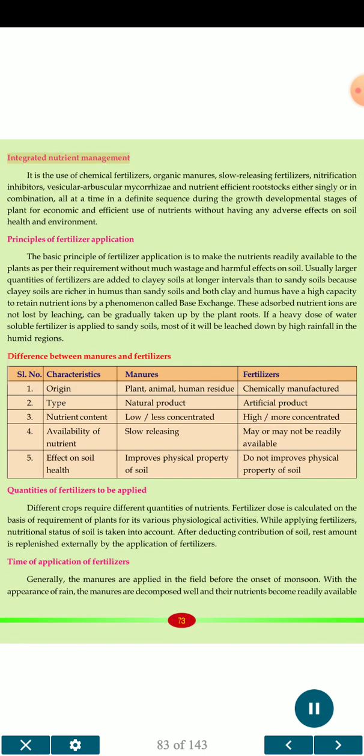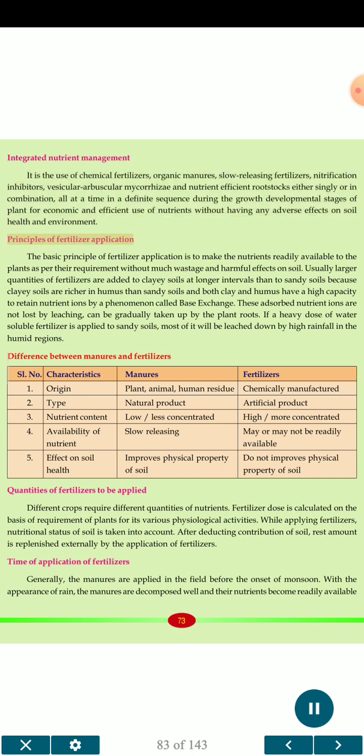Integrated nutrient management. It is the use of chemical fertilizer, organic manures, slow-releasing fertilizer, nitrification inhibitors, vesicular arbuscular mycorrhizae and nutrient-efficient rootstocks either singly or in combination, all at a time in a definite sequence during the growth developmental stages of plant for economic and efficient use of nutrients without having any adverse effects on soil health and environment.